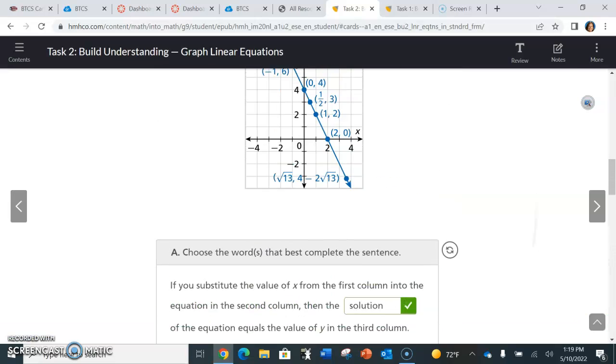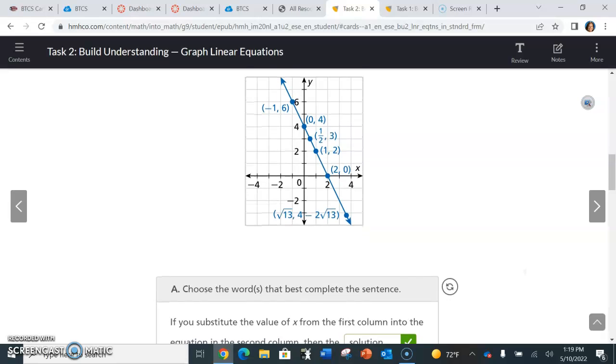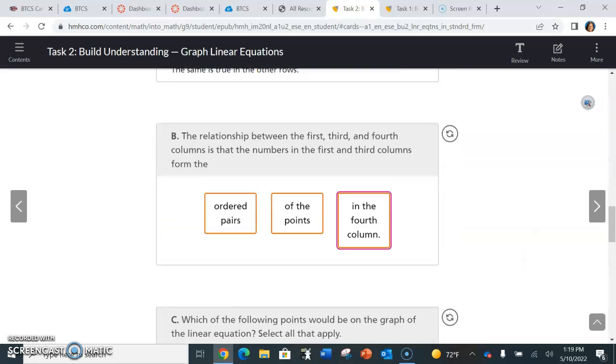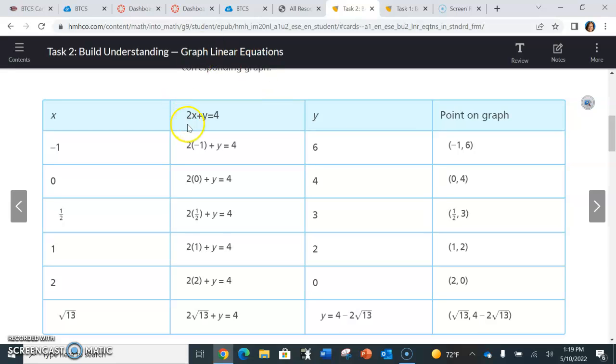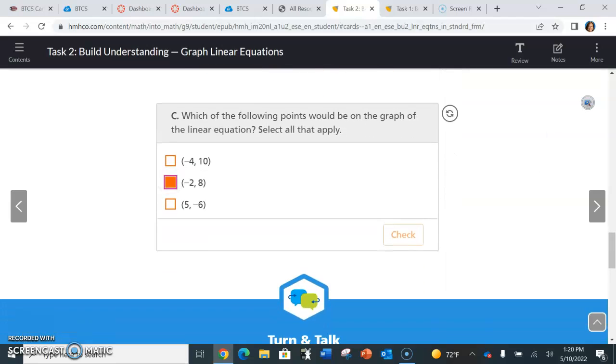-2, 8. Okay, let's look. Here's -2, 2, 4, 6, 8 would be right here. It does appear that that point falls on the graph. So let's look again, -2, 8. Let's plug it in here. If I take -2 and plug it in for x, I get -4. 2 times -2 is -4. Plus 8 is 4. 4 does equal 4. So this point both looks like it visually lands on that line, and when you plug it into the equation, it works.